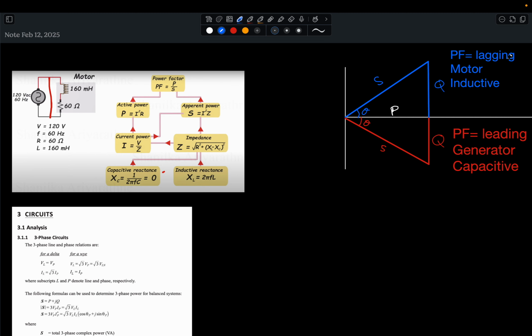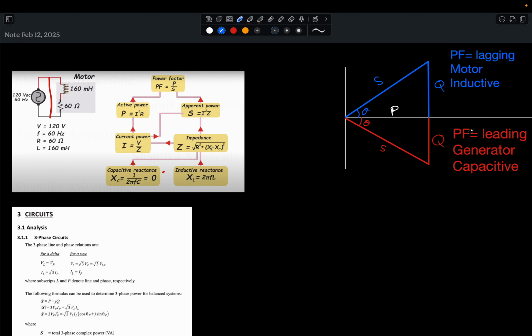Power factor is lagging and it's inductive, and if it's inductive, it's followed by the motor. And then here, if the power factor is leading, then it's most likely the generator and it's capacitive. This is just a self note, a shortcut for myself to kind of keep in mind. So whenever I'm dealing with this type of concept, I know for a fact it's inductive motor, and followed by here, it's a generator, capacitive, leading.